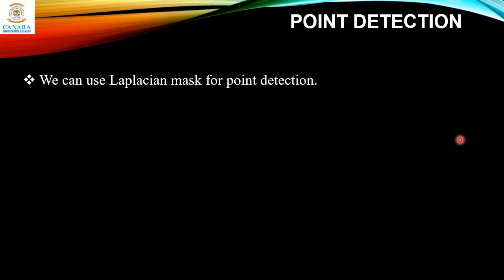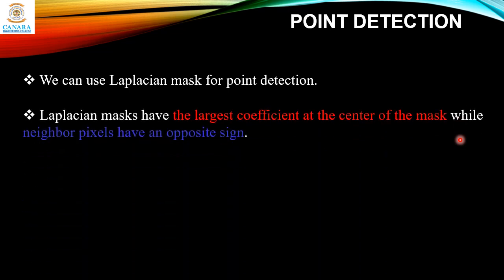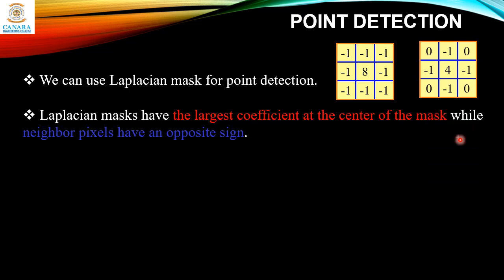The first type of spatial filtering application in image segmentation is point detection. In order to detect a point, we can use a Laplacian mask. Basically, the Laplacian mask has the largest coefficient at the center, like 8 and 4 here, while the neighboring pixels have the opposite sign. All in all, when you add them up, the result should be 0.